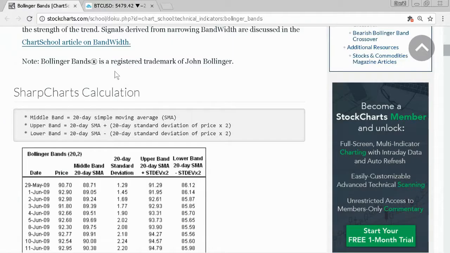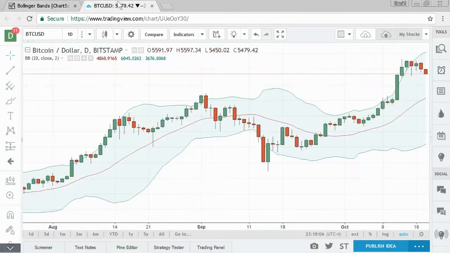Pretty simple. All right, and then the upper band is the 20-day simple moving average plus 2 standard deviations above that, and then the lower band is 2 standard deviations below that. That's all it is, and these are the formulas if you really want to know the exact formulas. So the midline is the 20-day simple moving average, this upper band represents 2 standard deviations above that, and the lower band represents 2 standard deviations below that.